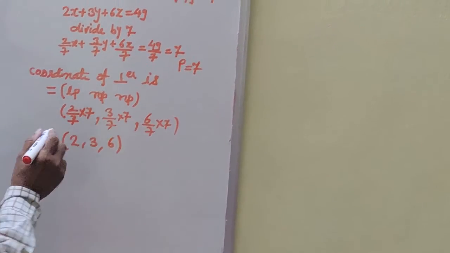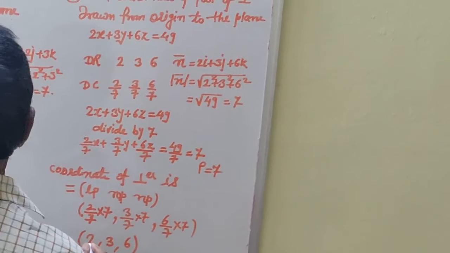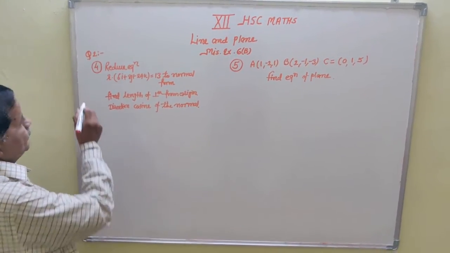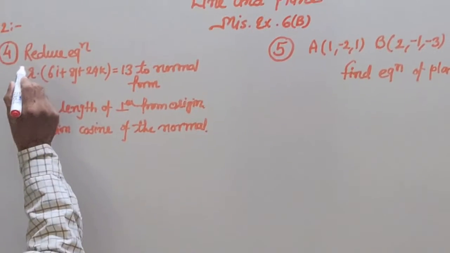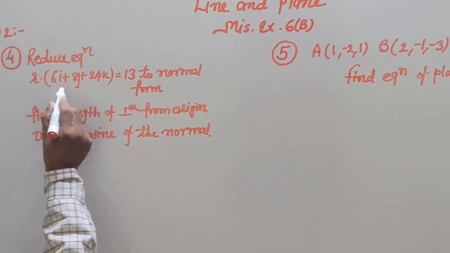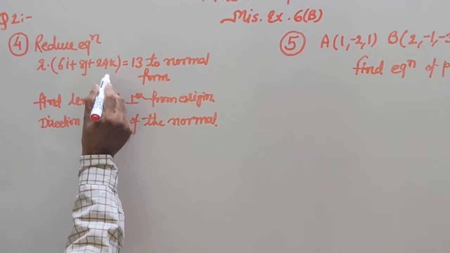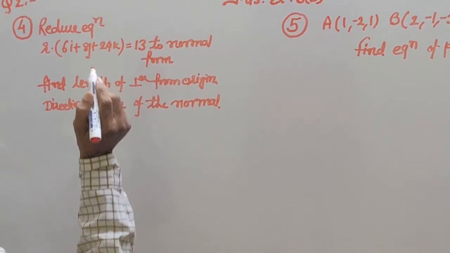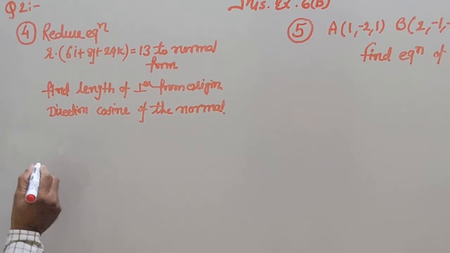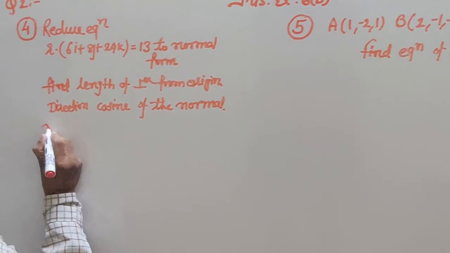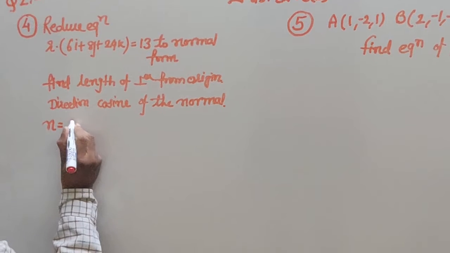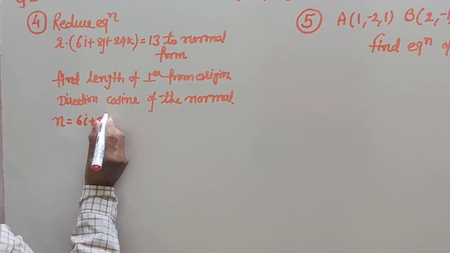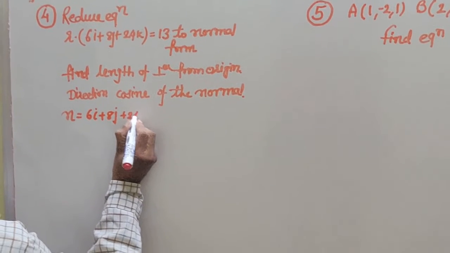Means you must know the formula. Now we are going to solve the other problem, problem number 4, in which we reduce the equation r dot (6i plus 8j plus 24k) is equal to 13 to the normal form. Okay. Now what will come here? n is equal to 6i plus 8j plus 24k.